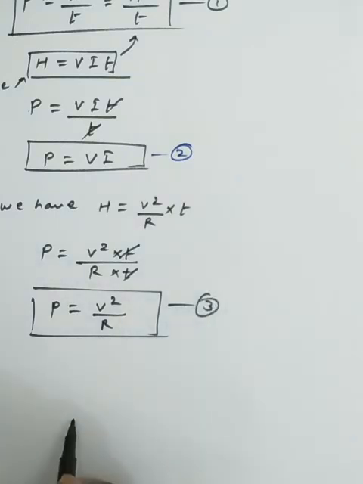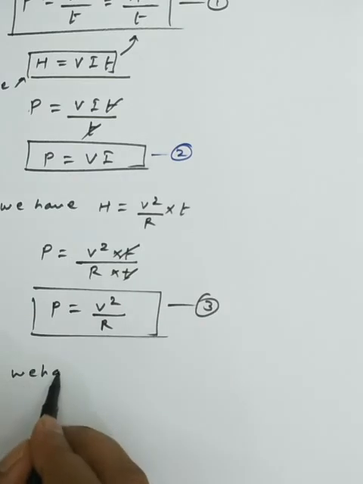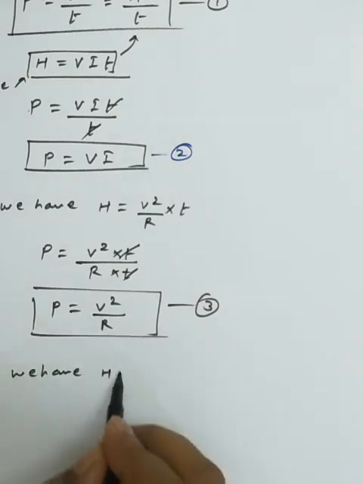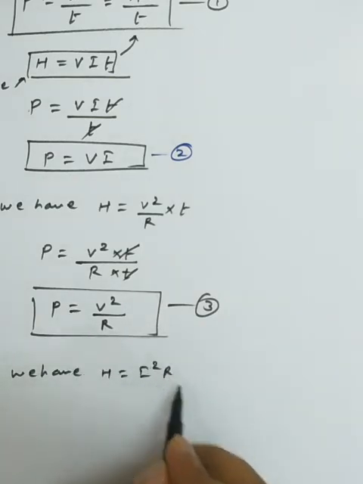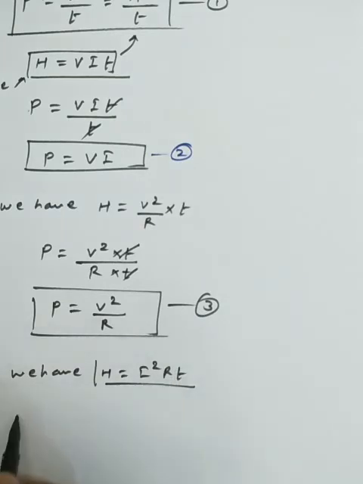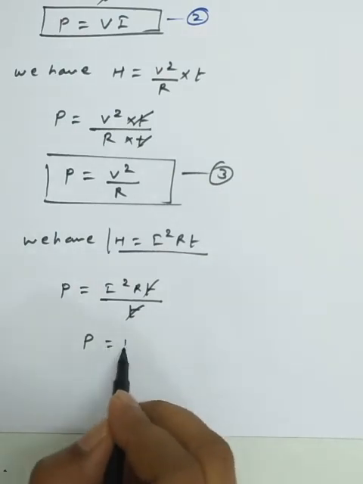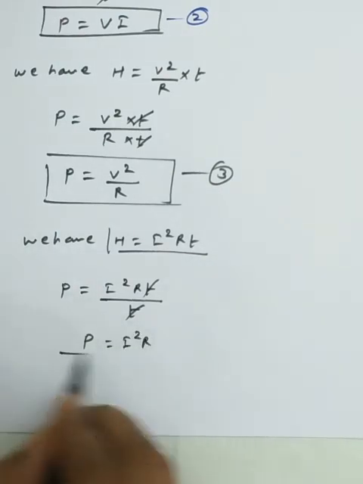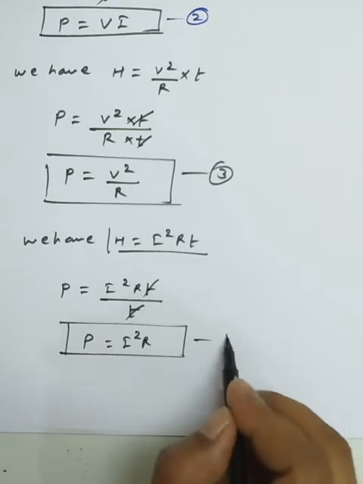Now we can use the simplest formula that we have, H is equal to I square RT. That's the simplest notation we have. We can use this in equation number 1. So we get H is equal to I square RT divided by T. The T cancels. So we have the formula P is equal to I square R. This is another formula we have for power.